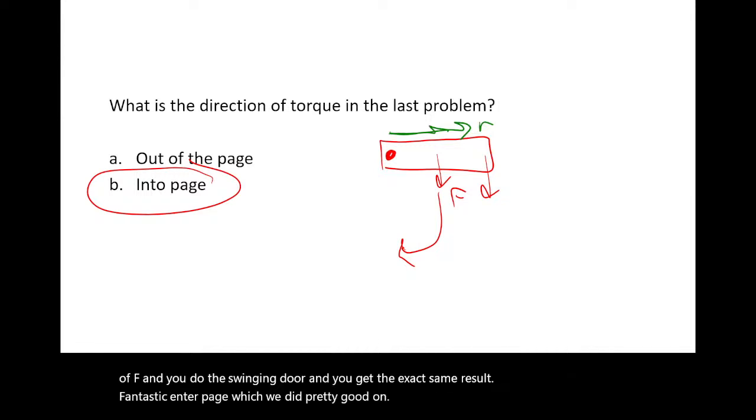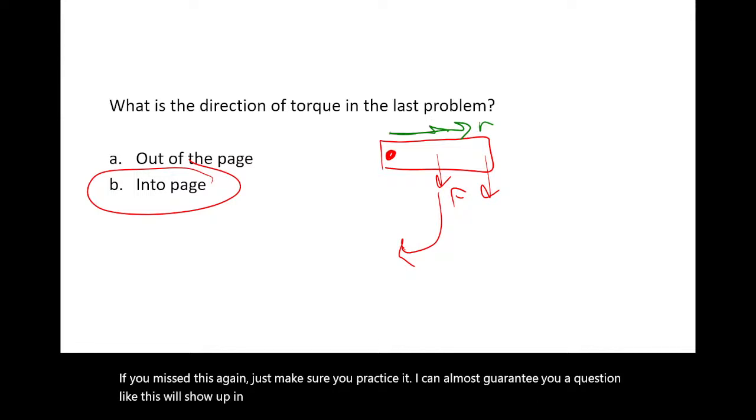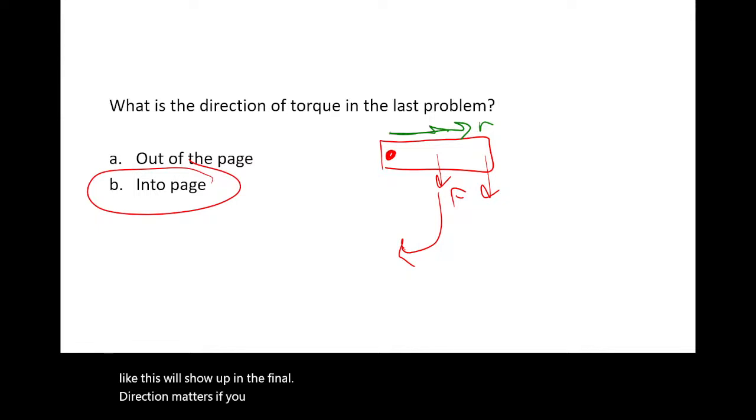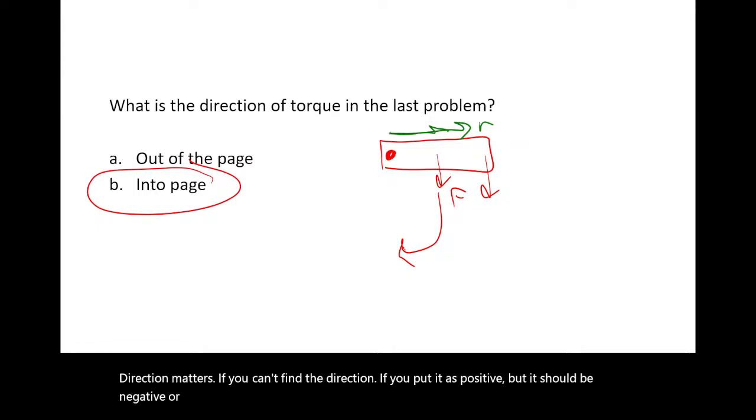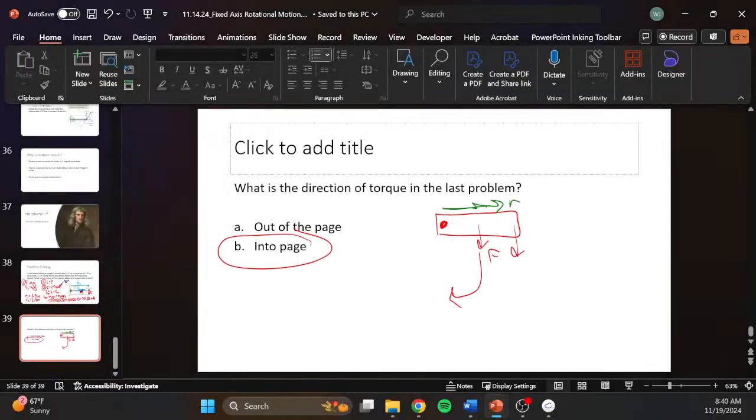If you missed this, again, just make sure you practice it. I can almost guarantee a question like this will show up in the final. Direction matters. If you put it as positive when it should be negative, or negative when it should be positive, everything turns terrible. We've seen that enough times. Hopefully at this point, you believe me on that. I don't just do it to make your life miserable.